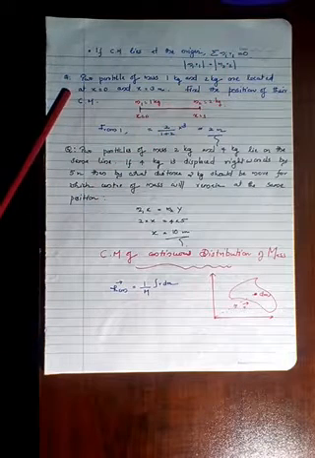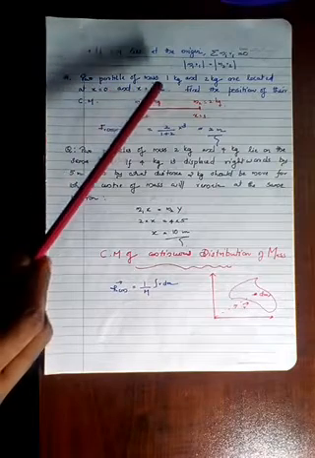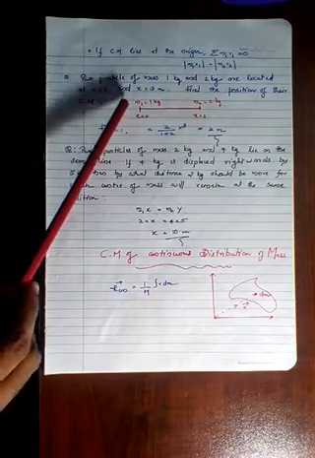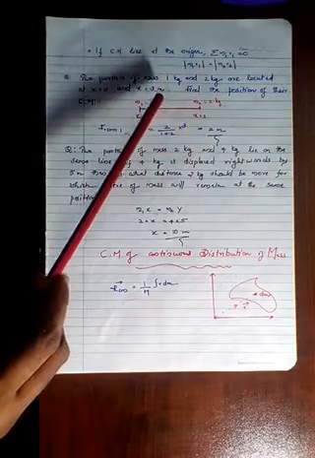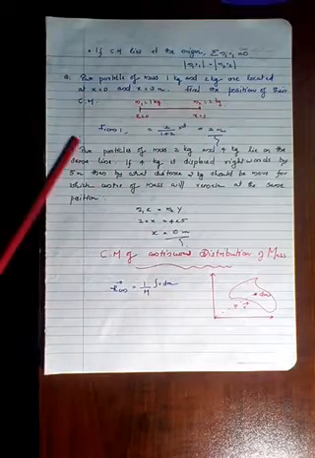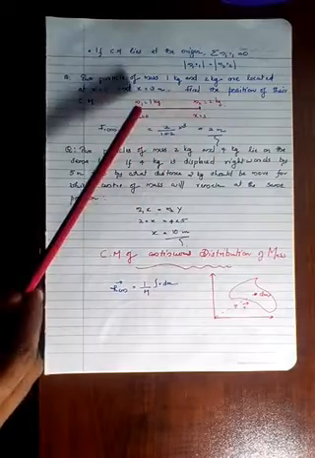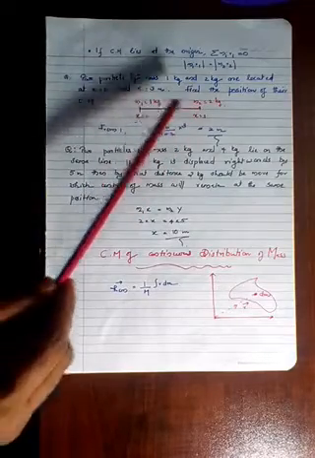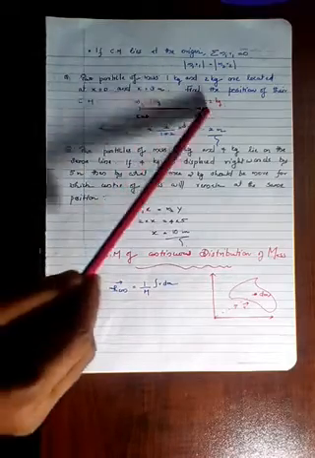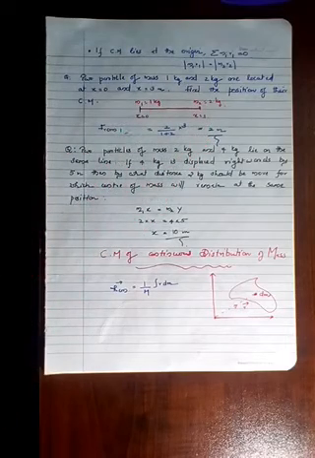See, one or two simple questions. Two particles of masses 1 kilogram and 2 kilogram are located at x equal to 0 and x equal to 3 meter. Find the position of their center of mass. The simple concept we already know: the second mass by the total mass into the total separation. So here the second mass 2 by the total mass 1 plus 2 into 3. So you get the answer as 2.